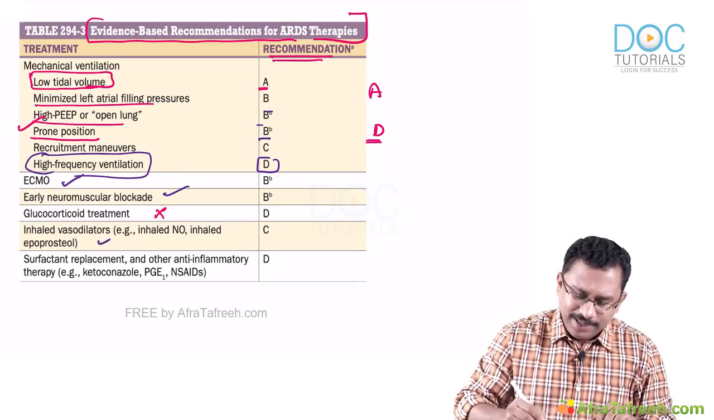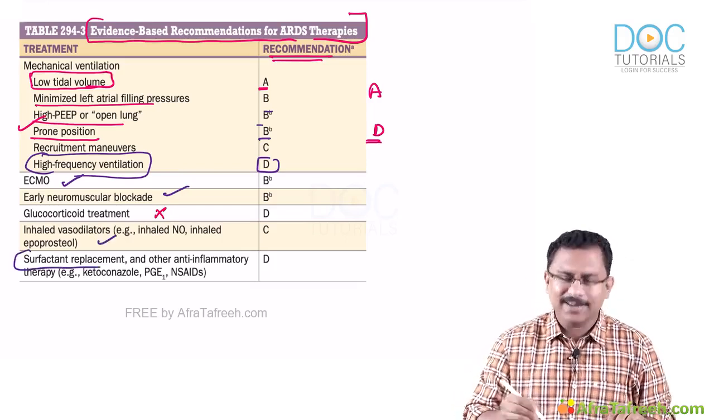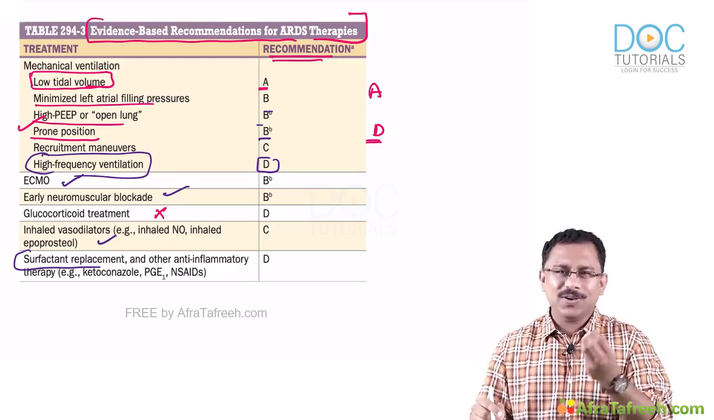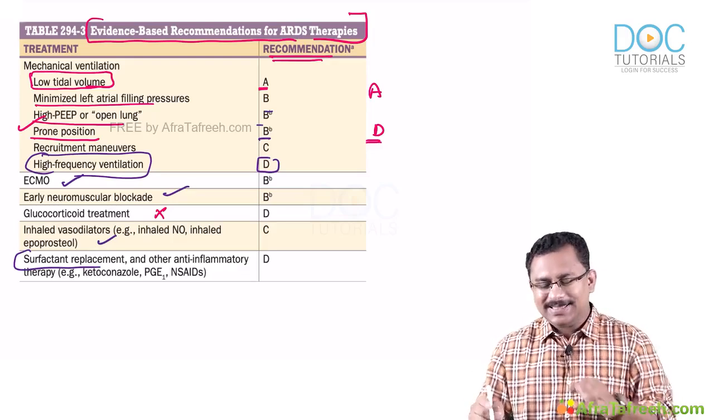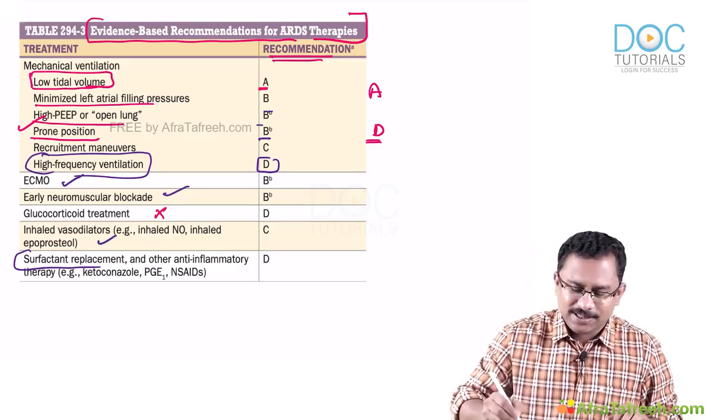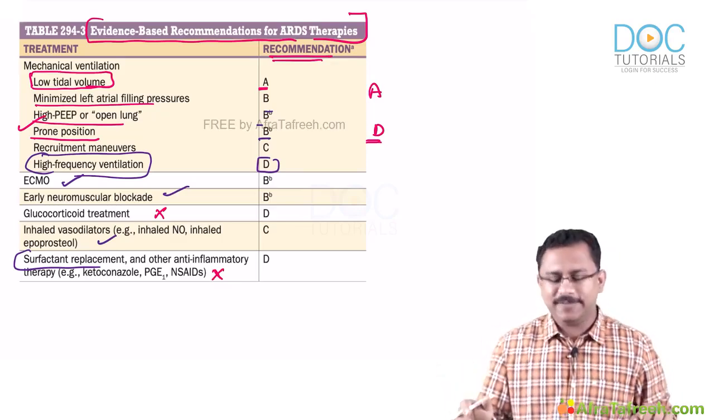You can try your inhaled vasodilators, of some benefit, and surfactant replacement therapy. See, I told you there is some surfactant dysfunction happening. But again, the surfactant replacement therapy is not shown to have much benefit when you replace the surfactant.